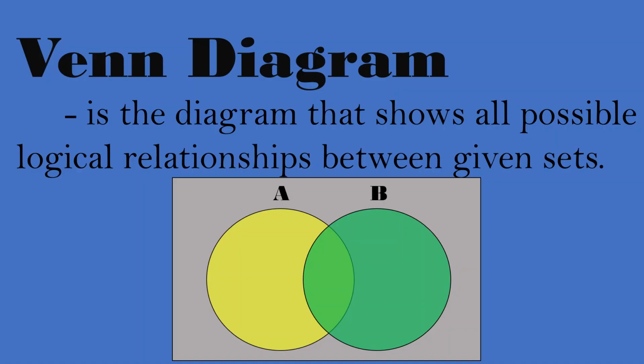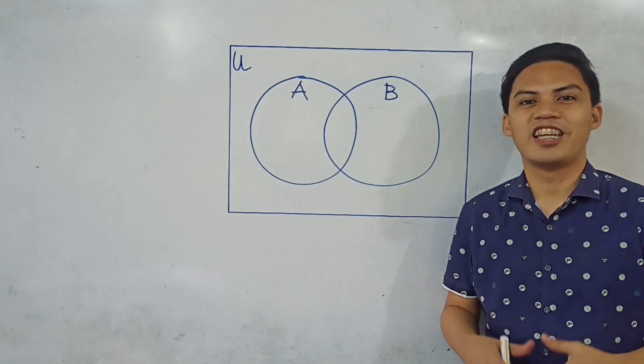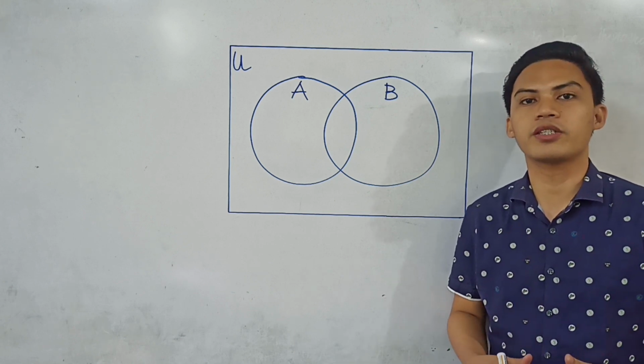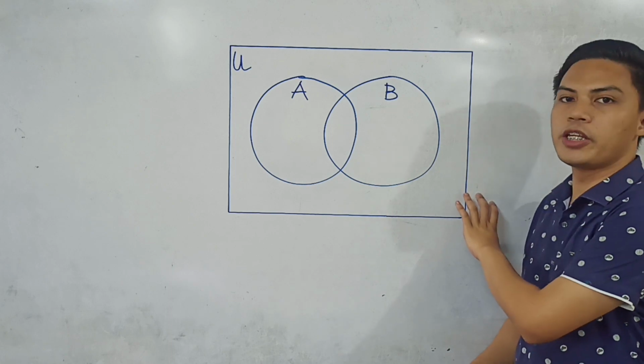Good day, learners! Today we're going to talk about solving problems involving sets using Venn diagram. So when we say Venn diagram, it is the diagram that shows all possible logical relationships between given sets. In mathematics, a Venn diagram is composed of a rectangle and circles. So I have here a Venn diagram.